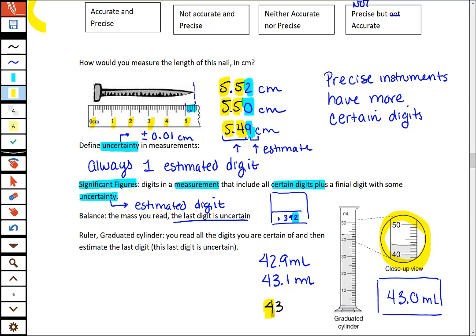We're certain of the 4 because that's a graduation that's showing up right there. We're certain of the 3 because the bottom of the meniscus is hitting that third place, right? So here's your 40 graduation. Here's your 3 graduation. And now we need one more digit. We need the digit that we're uncertain of, the one we're estimating. So we have an estimated digit in all of those locations. 43 isn't enough. You need one more digit there.